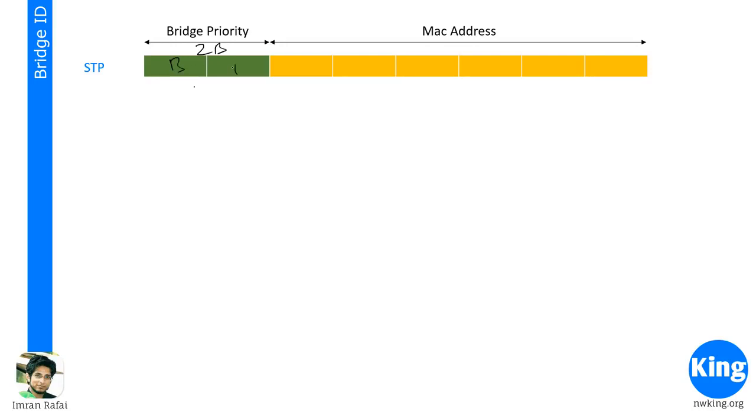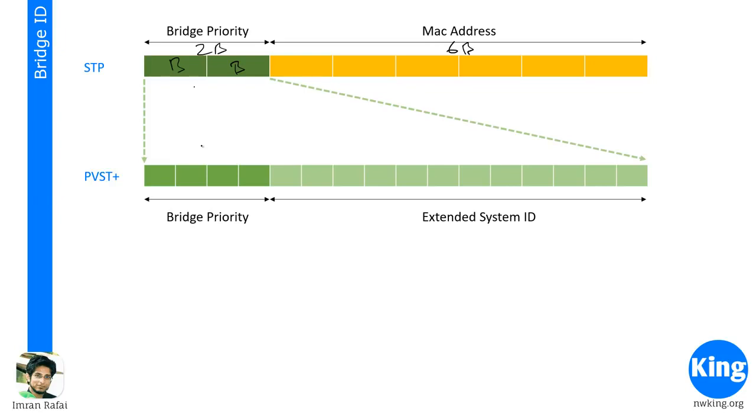So this is 1 byte, this is 1 byte. So the bridge priority had 2 bytes of data, and the MAC address was 6 bytes of data, right? So every switch has a MAC address. So that MAC address plus a priority together forms the bridge ID. That is STP. Now PVSTP plus improved on this.